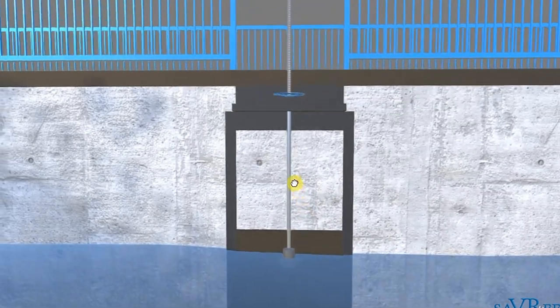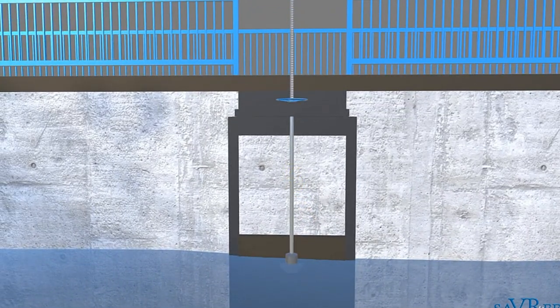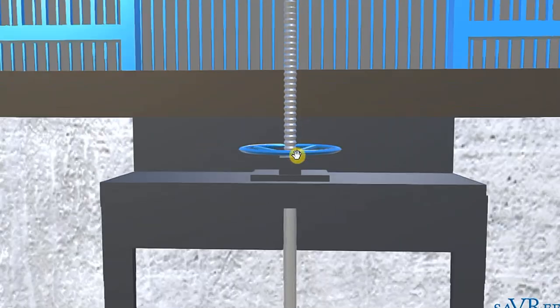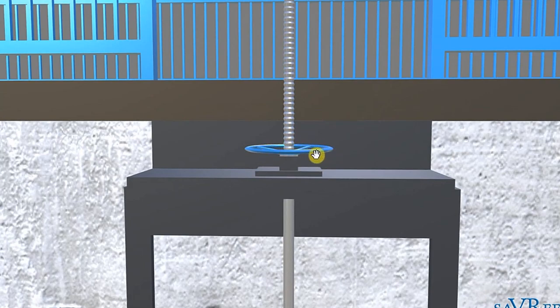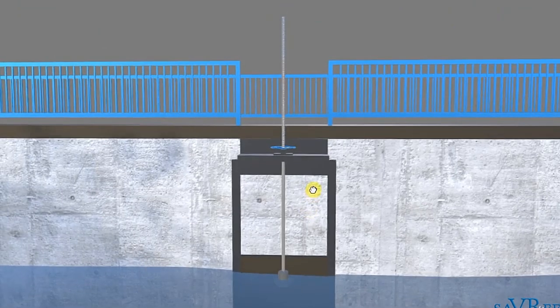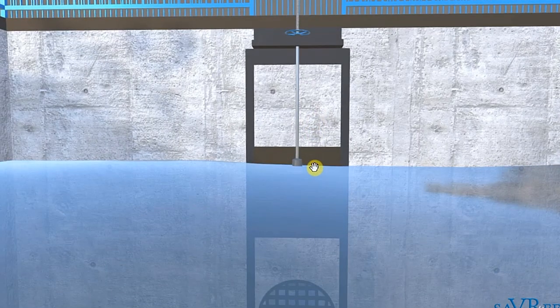We can see that this gate has a long spindle, and if we zoom in, we might even be able to see the hand wheel that is used to open and close the gate. Now this type of gate is quite small, and that's why you can manually actuate it.